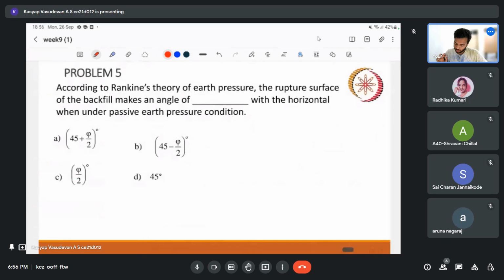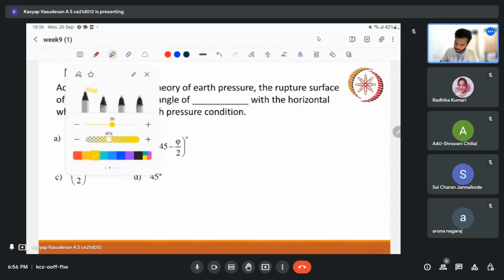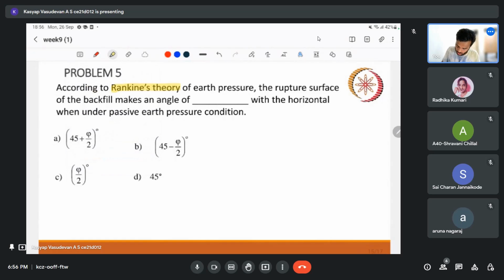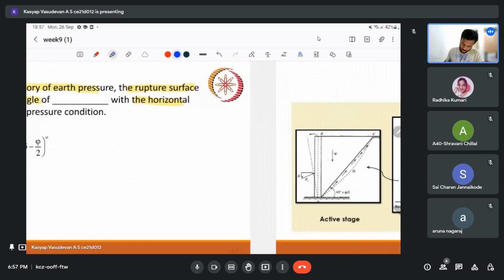Okay. So having said that, let's do one more problem. Here we are supposed to find the rupture surface of the backfill. In this question, dealing with Rankine's theory, this rupture surface is nothing but the failure surface of the backfill. What is the angle made by it with the horizontal? So under passive condition. But before that, I would like to show this case.